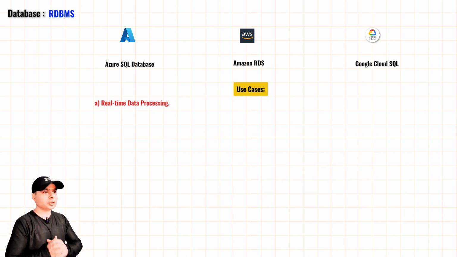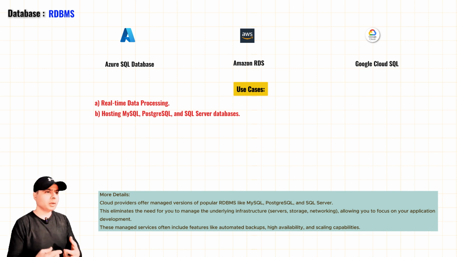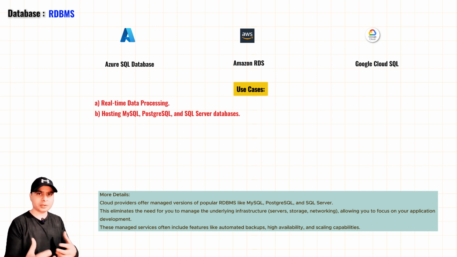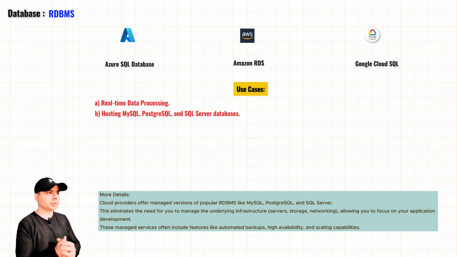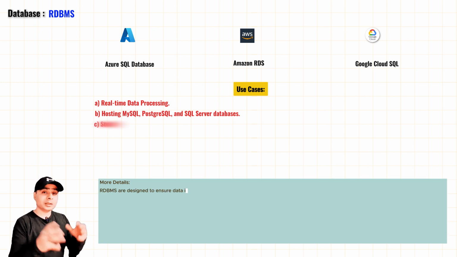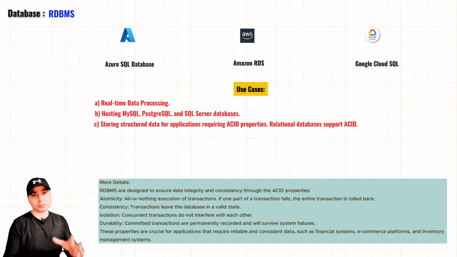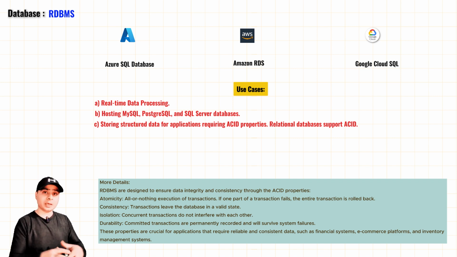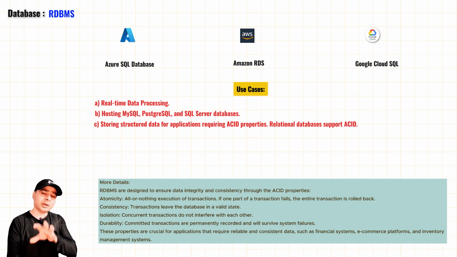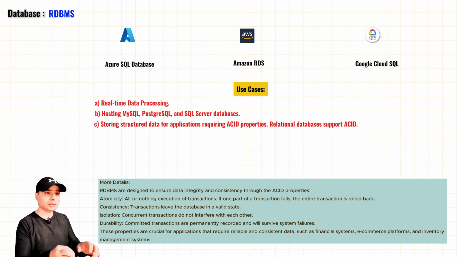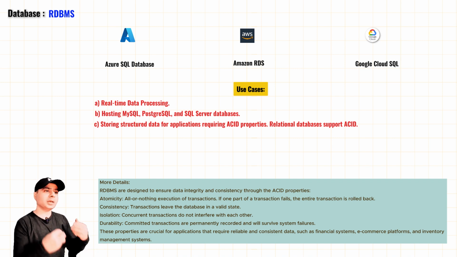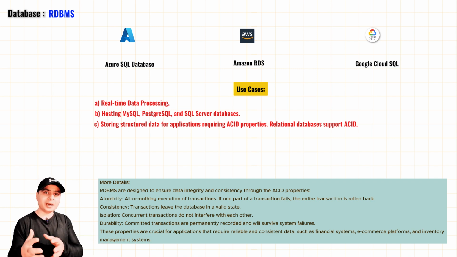The second use case could be hosting MySQL, PostgreSQL. Then you have Azure SQL databases. So that is the second use case for the relational databases. And the third and the most prominent use case for the relational databases is in case you are storing structured data for your application which really requires the ACID properties. So relational databases, my friends, offer ACID properties which actually means atomicity, consistency, isolation and durability.